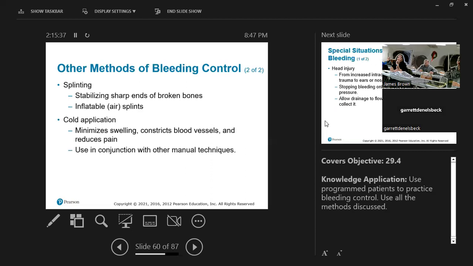So splinting, I'm able to stabilize those sharp bones. So this would be for your femur fractures, you would want to use, I'm blanking out. What's it called? For a femur fracture, the traction splint. Using a traction splint, not only is it going to stabilize those sharp bones, but it also realigns the bones in place. And so you're not going to have as much bleeding at that point.